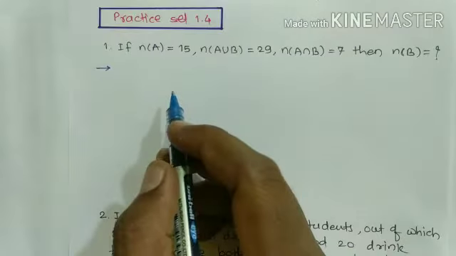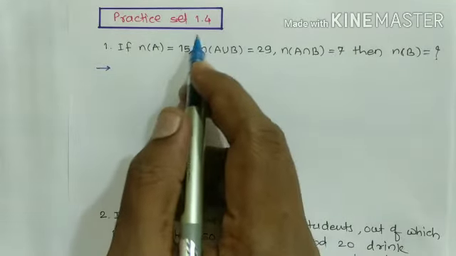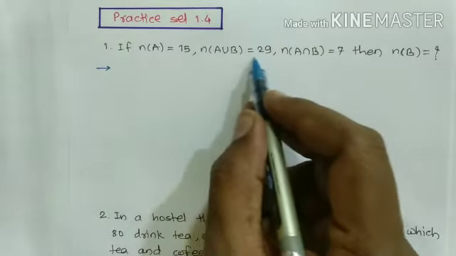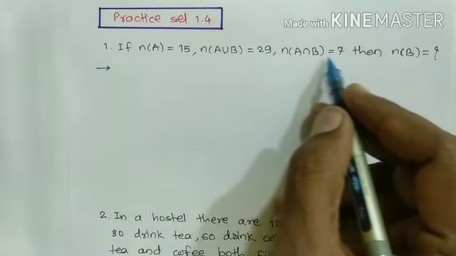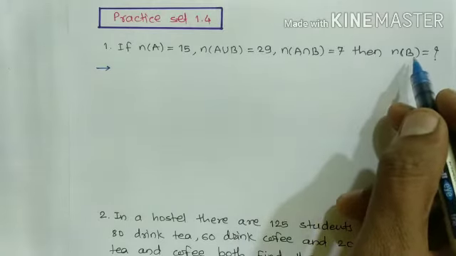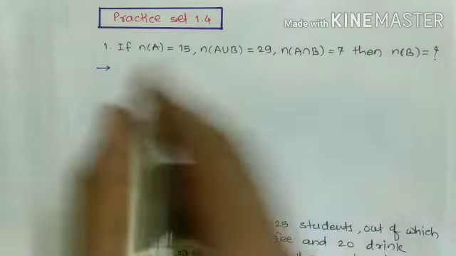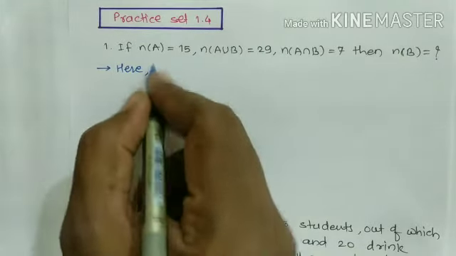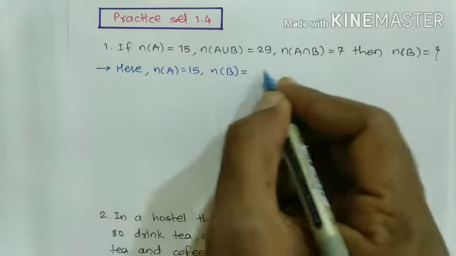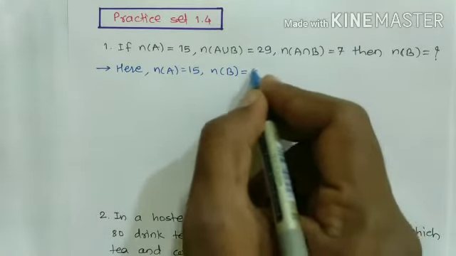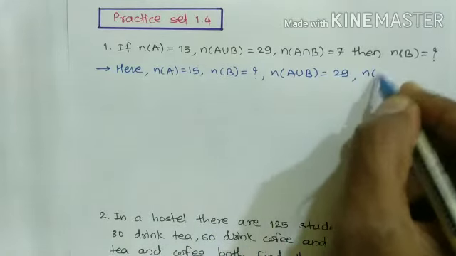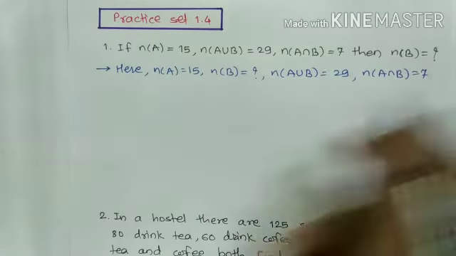Now we are going to solve the examples in practice set 1.4. The first example is if number of A equals to 15, number of A union B equals to 29, number of A intersection B equals to 7, then here we have to find number of elements in the set B, that is number of B. Here first we write the given part. Number of A equals to 15, number of B equals to, हे find करायचं आपल्याला, number of A union B equals to 29 and number of A intersection B equals to 7.